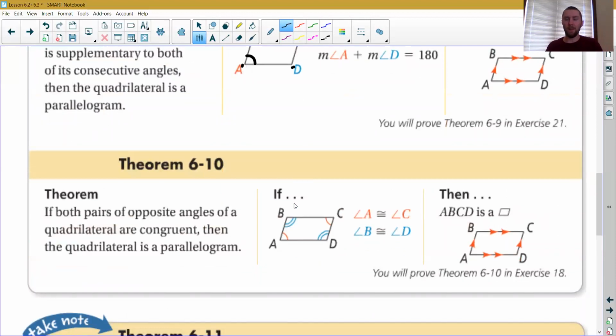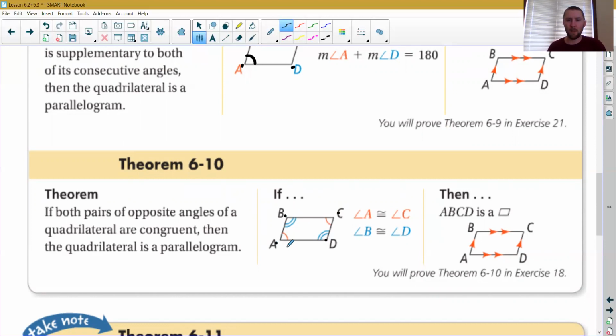Property 3 is similar to property 1, except we're talking about opposite angles instead of opposite sides. So if you have both pairs of opposite angles in a four-sided shape congruent to each other, so B congruent to D, C congruent to A, if you know both of those pairs, then you know for sure that that four-sided shape is a parallelogram, regardless of what else you know about the side lengths, okay? You know for sure that it's a parallelogram, all right?